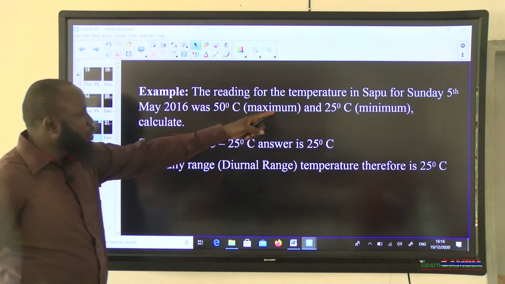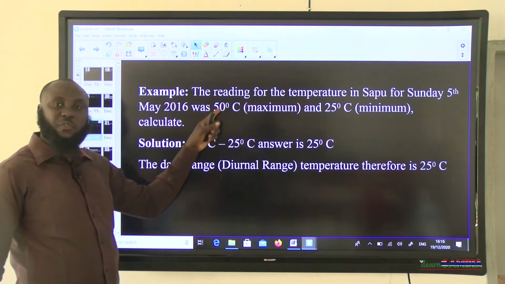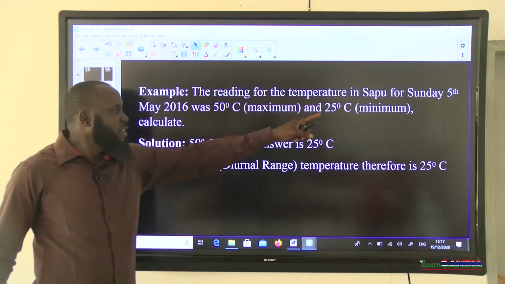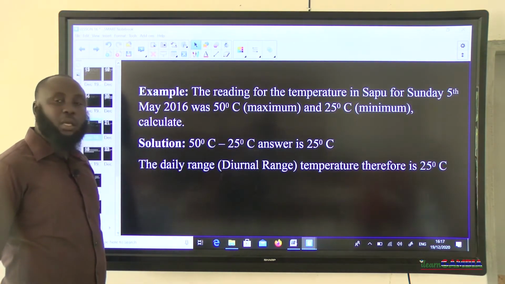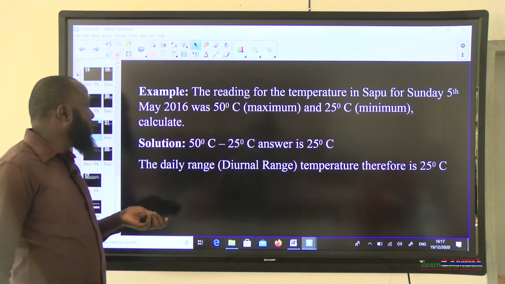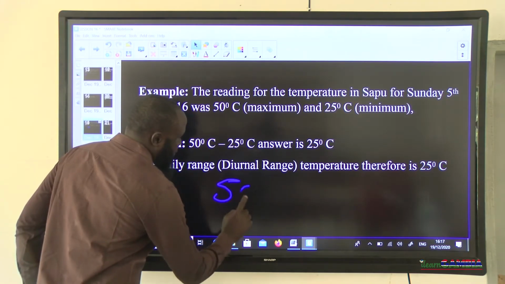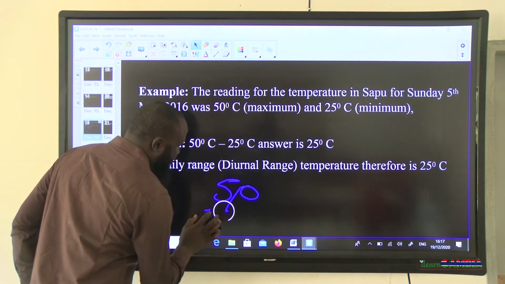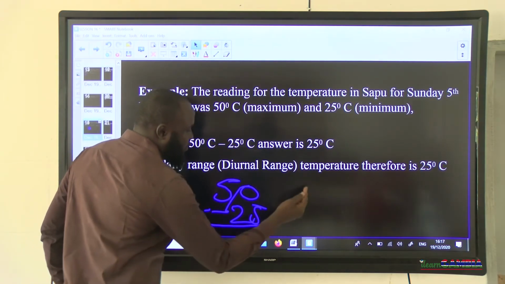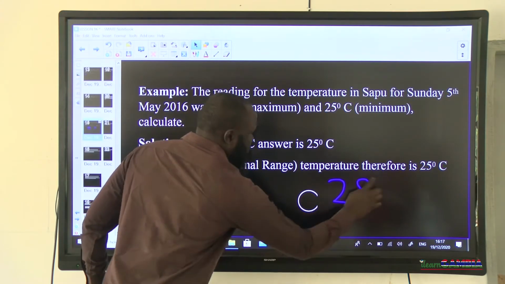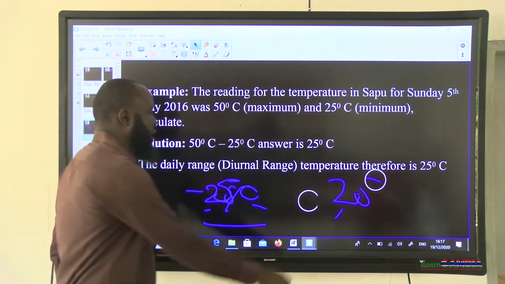The reading for temperature in Sapo for Sunday, 5th May 2016 was 50 degrees Celsius as maximum and 25 degrees Celsius as minimum. Now, let's calculate the daily range temperature for this town. The daily range temperature would be 50 minus 25, which is obviously 25. So that's why we have the answer here as 25 degrees Celsius.